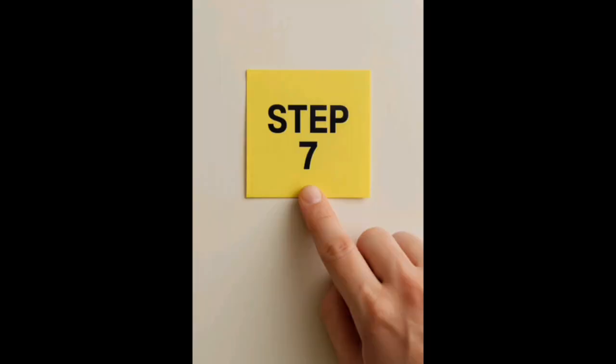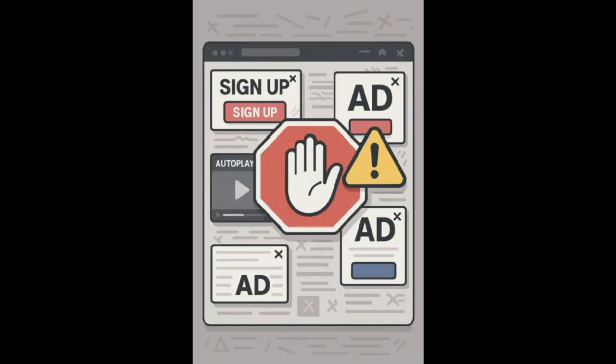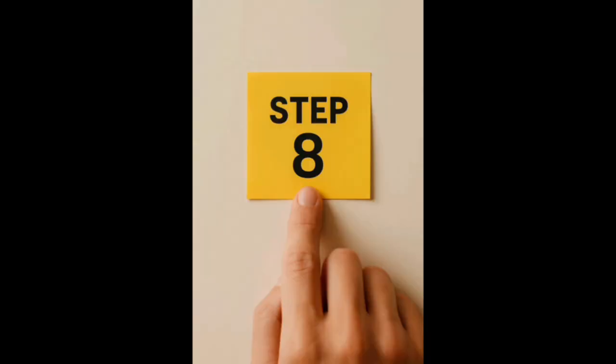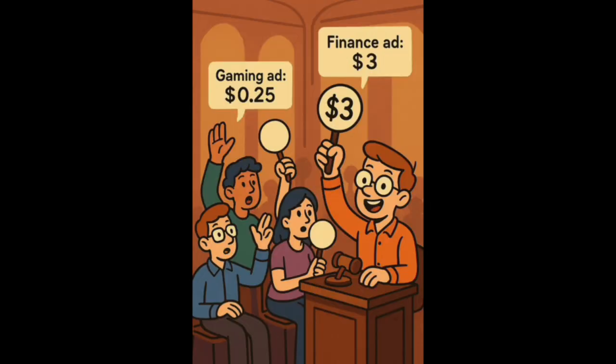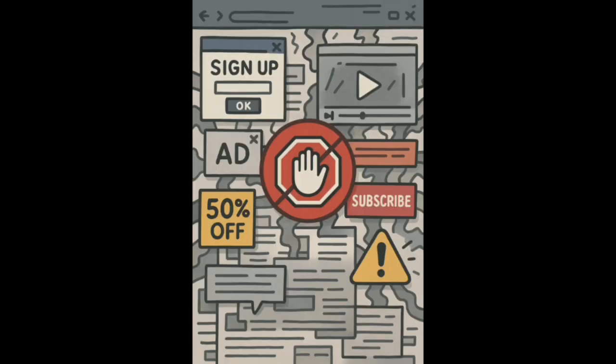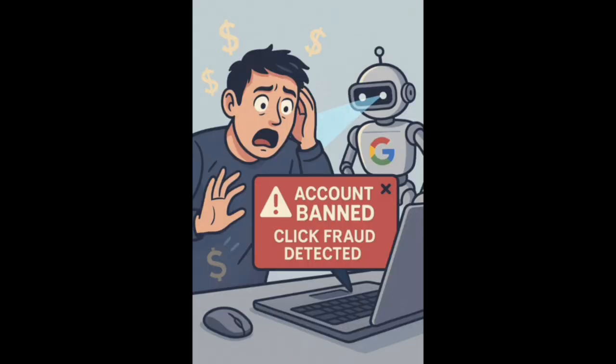Step 7. Choose the right ad placements. Use heat map tools like Hotjar or Microsoft Clarity to find high visibility zones. Step 8. Understand the ad auction. Google shows ads based on what advertisers are bidding on. Better niche equals better competition equals better payout for you. Step 9. Avoid ad block triggers. Too many ads, autoplay videos, or sketchy design equals users installing ad block. Ad block equals you lose revenue.